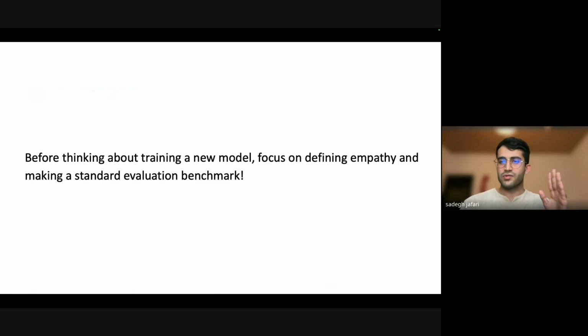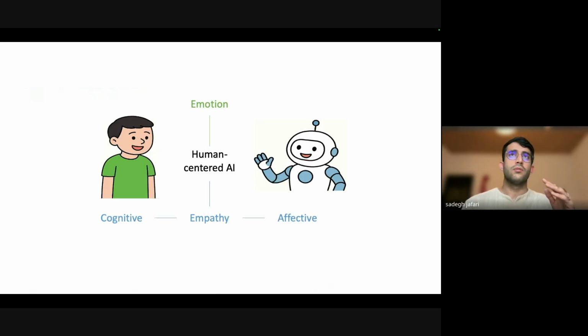Before thinking about training a new empathetic model, it's better to think about the definition of empathy and the standard way for evaluating it. So in human-centered AI, for having an empathetic model, the stepping stone is having a more emotional system. So if we want to make it, we first need to make an emotional system.